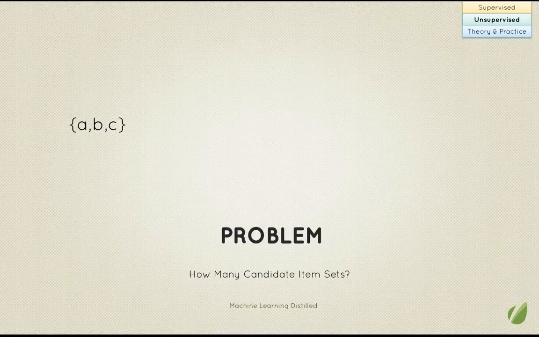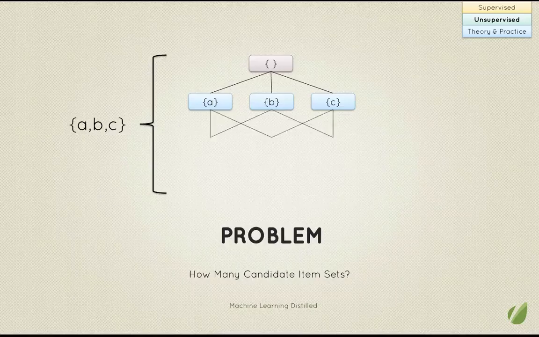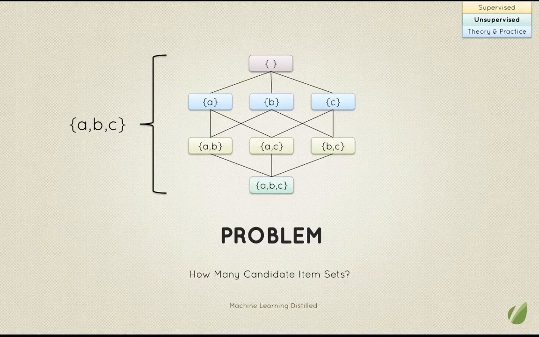Let me give you an example of that. If we have a simple set of items, A, B, and C, how many possible candidate item sets are there? Well, if you break that out and make all the combinations from the empty set to the 1 item sets, to the 2 item sets, to the 3 item sets, you'll see that we have altogether 8 item sets.